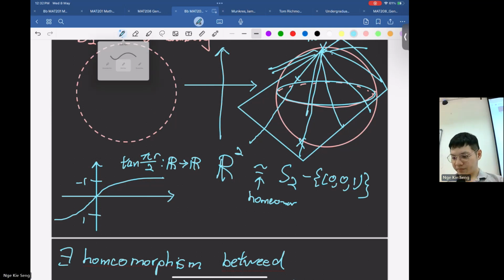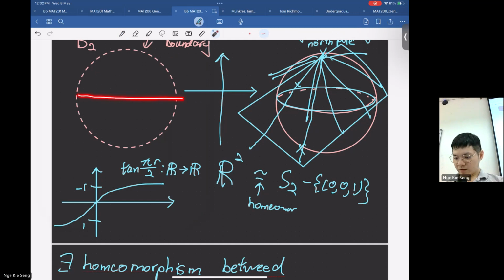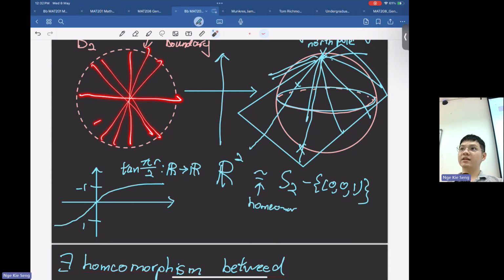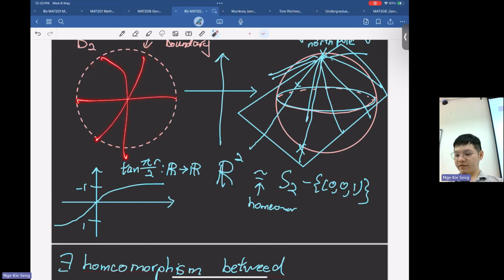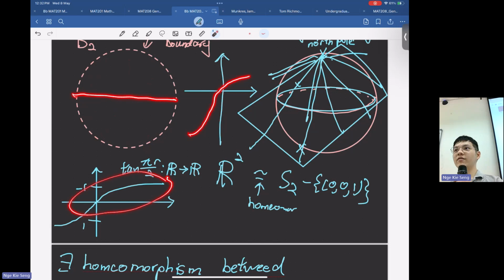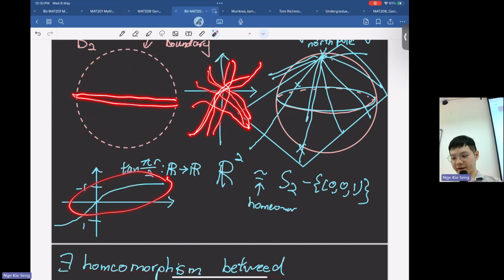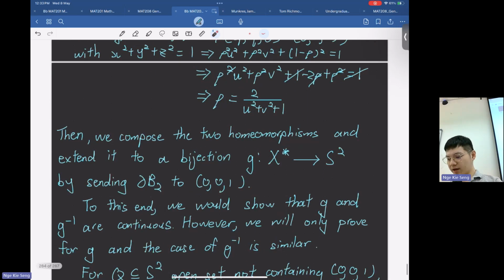So what do we do here? You can imagine that this ball is sliced by infinitely many lines. But what's the difference between these different slices of line? They're at different angles. So you need to send different lines to different tangent of pi r over 2, depending on your angle. Does it make sense? I can take a real line and map it to R2. So this is what I did here.